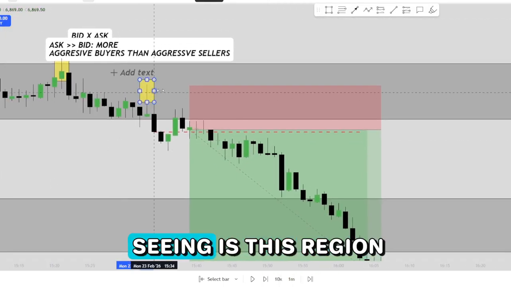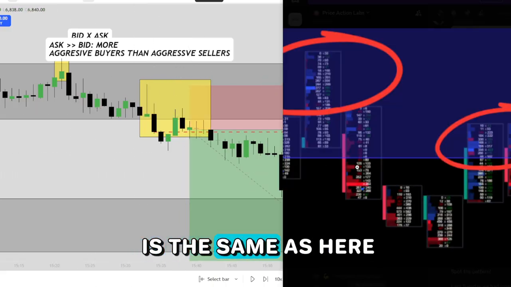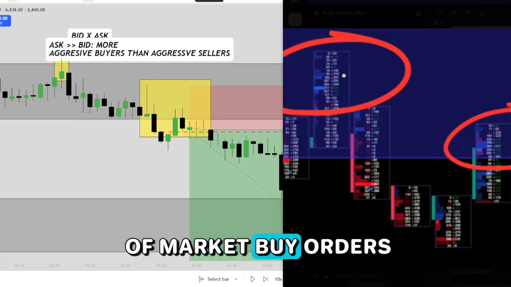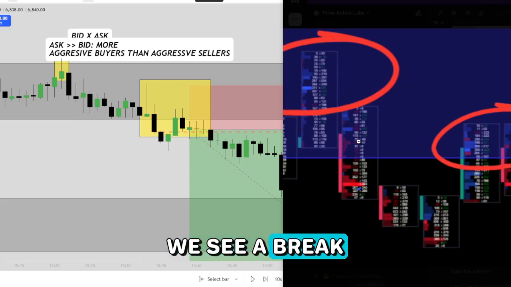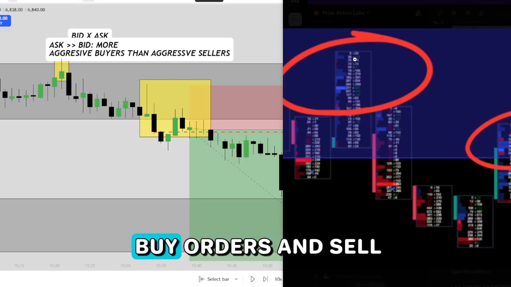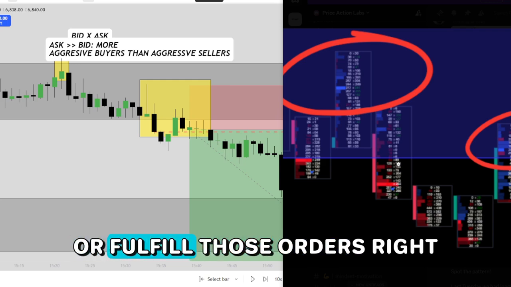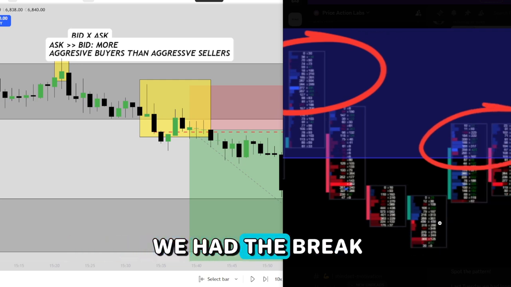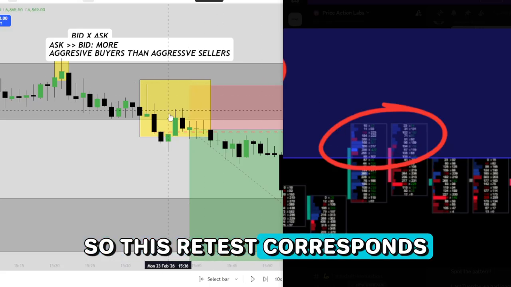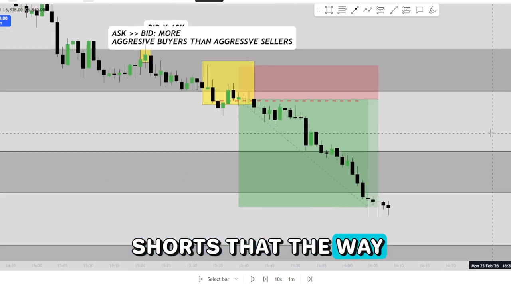So again, what we're seeing is this region over here. This big yellow box is the same as here. So what you're seeing realistically is a lot of market buy orders. Blue delta, we see a break to the downside. This here shows us that yes, there are more market buy orders than sell orders, but the market was unable to really reward those orders or fulfill those orders. That is the reason we had the break, and that is the reason we had this retest over here. So this retest corresponds to this area here. And that is the reason we had the shorts the way we did.